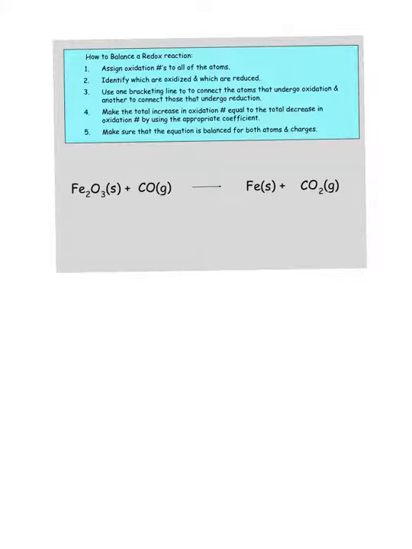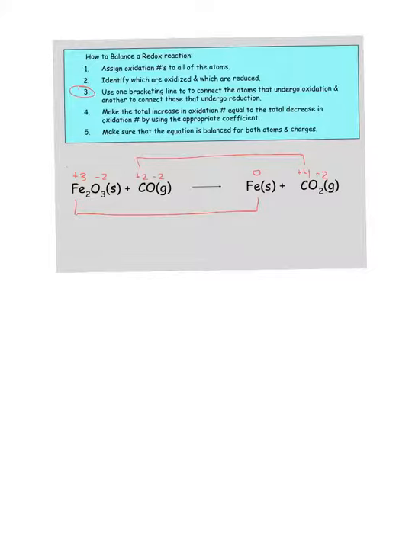So I'm already wasting time. Here we go. Iron plus 3, oxygen minus 2, carbon plus 2, oxygen minus 2. Iron over here is 0, carbon plus 4, oxygen minus 2. So what that means, step number 3, use a bracketing line. We've got iron going from plus 3 to 0, and we've got carbon going from plus 2 to plus 4.